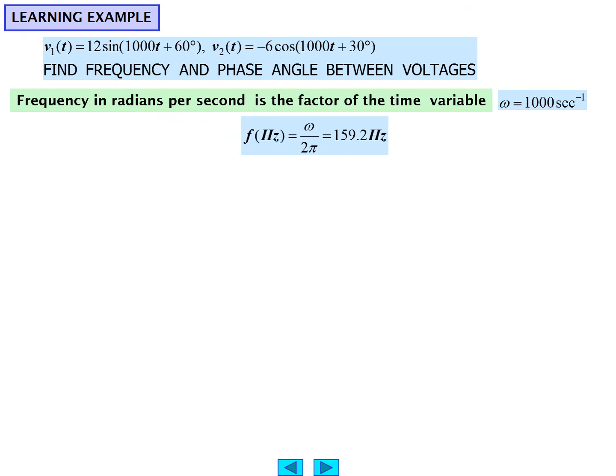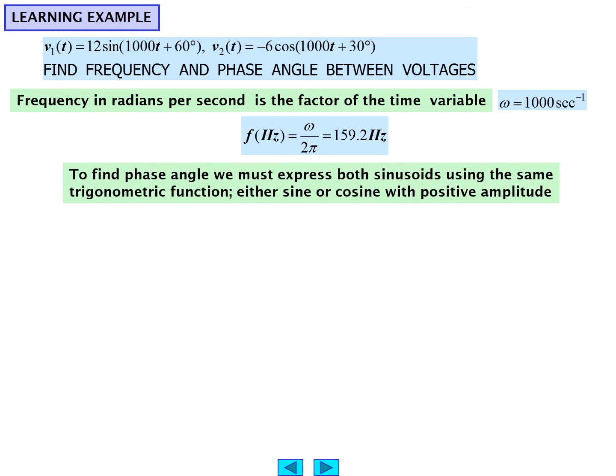The frequency in hertz is omega divided by 2 pi. So starting with 1000 for omega, dividing by 2 pi, we get about 159.2 hertz, 159.2 hertz as the frequency of this particular sinusoid.